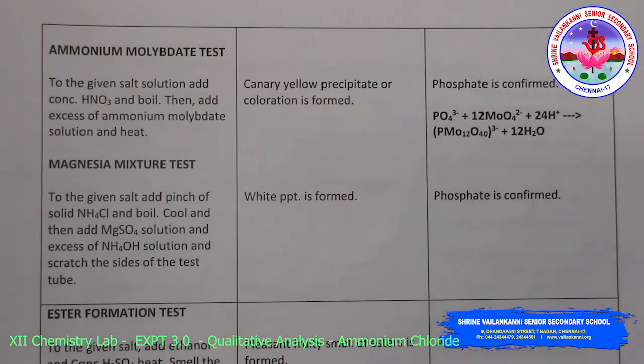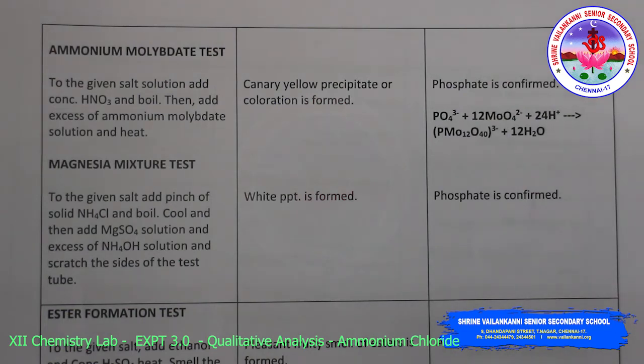Ammonium molybdate test. To the given salt solution, add concentrated nitric acid and boil. Then add excess ammonium molybdate solution and heat. A canary yellow precipitate or color appears, which means phosphate is confirmed.